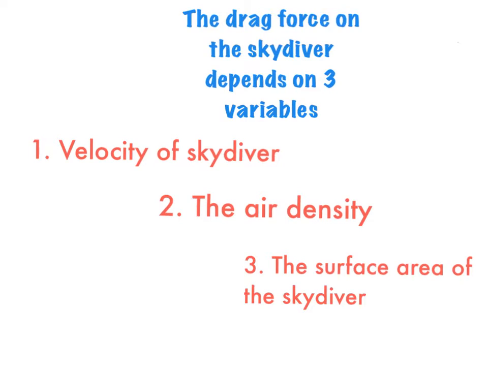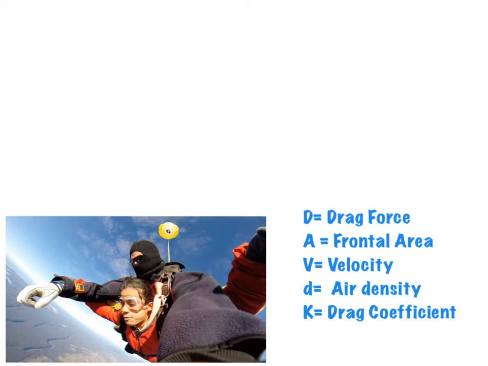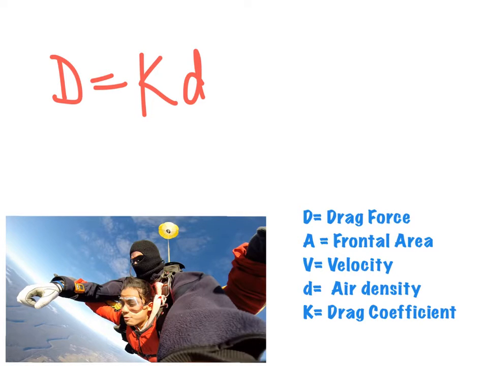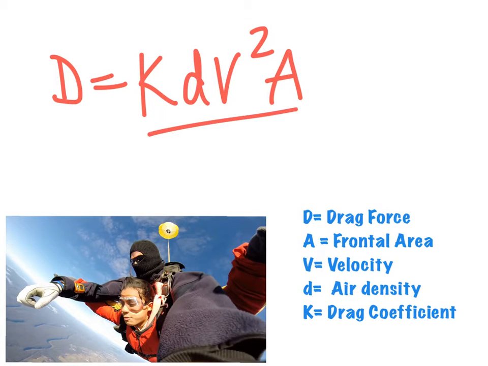The drag force on the skydiver depends on three variables: the velocity, the air density, and the surface area of the skydiver. The drag force is directly proportional to all three of them. This means if any of them increase, the drag force increases as well. The drag force can be represented by the following formula. D is the drag force, K is the drag coefficient, the lowercase d is the air density, V is the velocity of the skydiver, A is the frontal area.